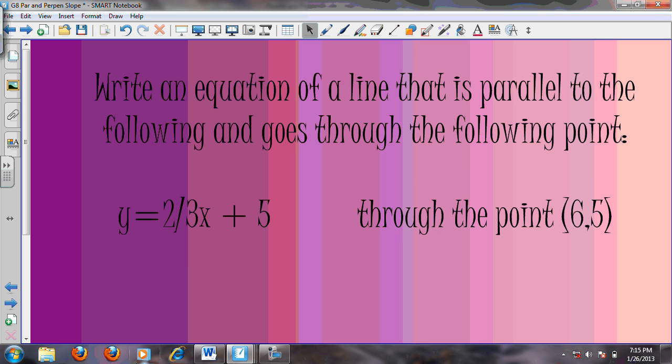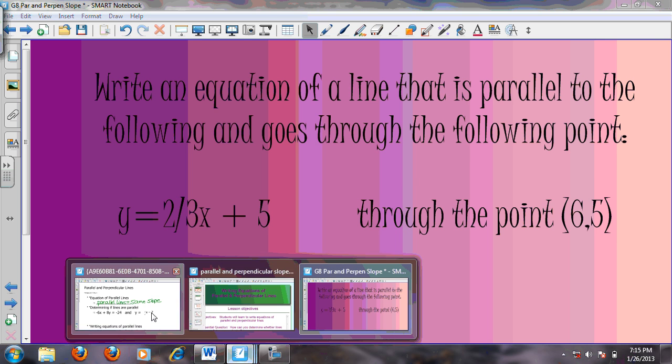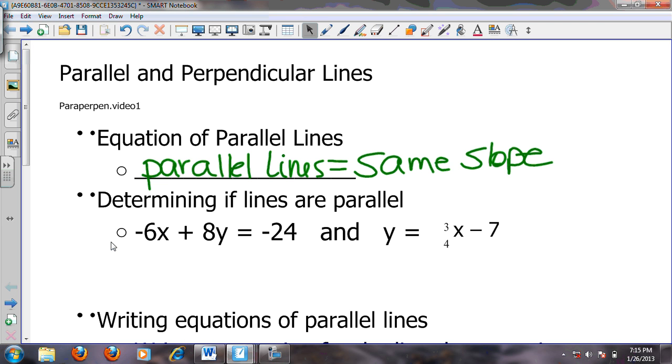Let's go back to our note sheet. And let's determine if these two equations will give us parallel lines. Remember, parallel lines have the same slope. So this is in y-intercept form. I can identify the slope of 3/4. I don't know the slope of this equation, so what could I do? Excellent, Justin. I can put it in y-intercept form.